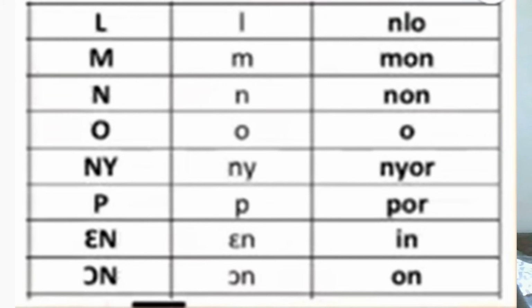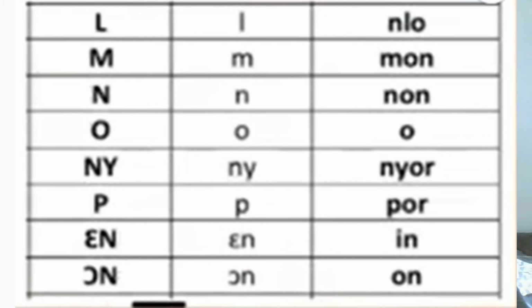Now the next letter in the third batch is the letter N, both in capital and lowercase, and the pronunciation in phone language is N. Next is the letter O, both in capital and lowercase, and the pronunciation is O. The next one is the letter N and Y together, both in capital and lowercase, and the pronunciation in phone language is nya.